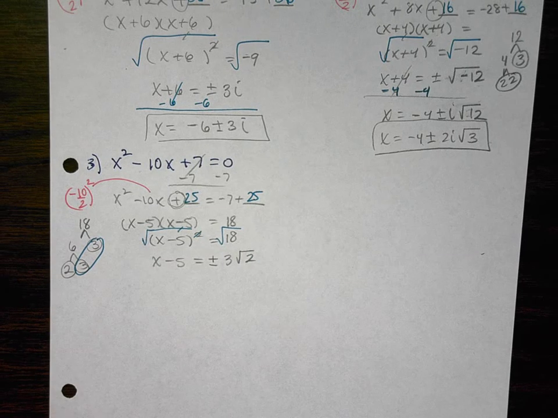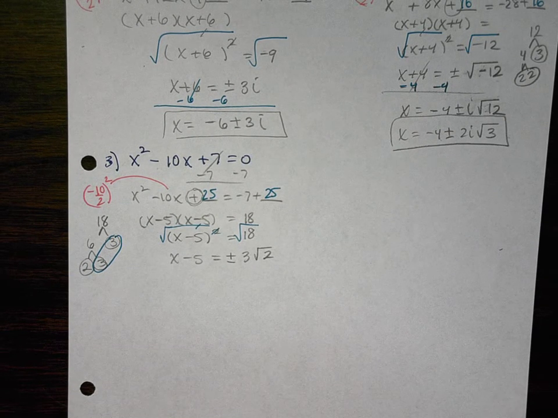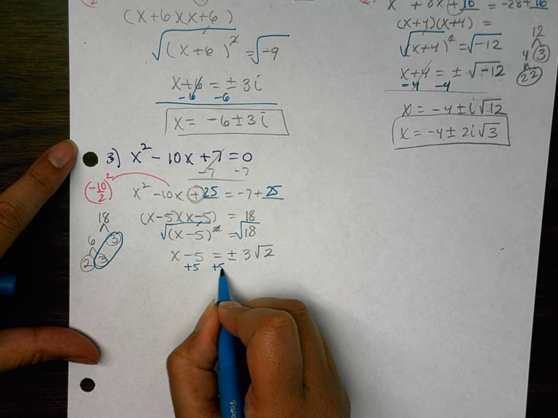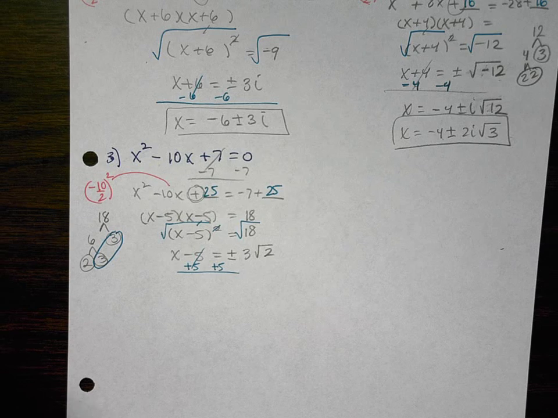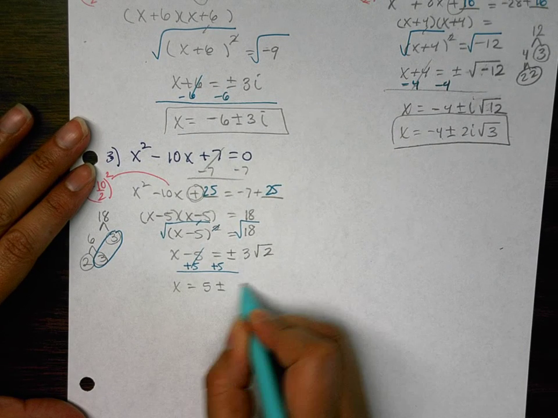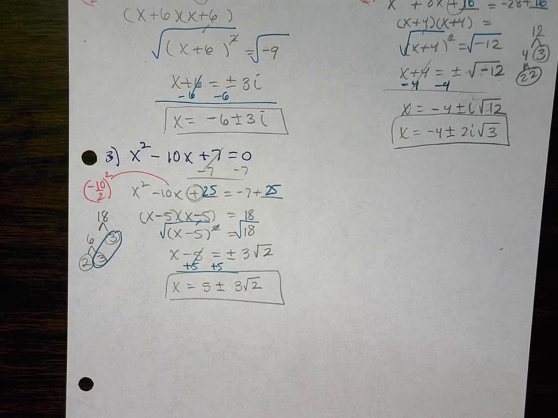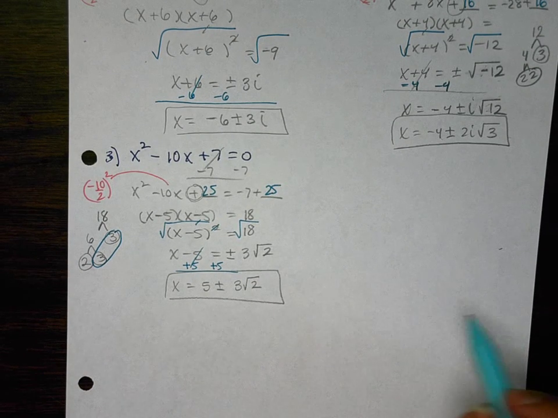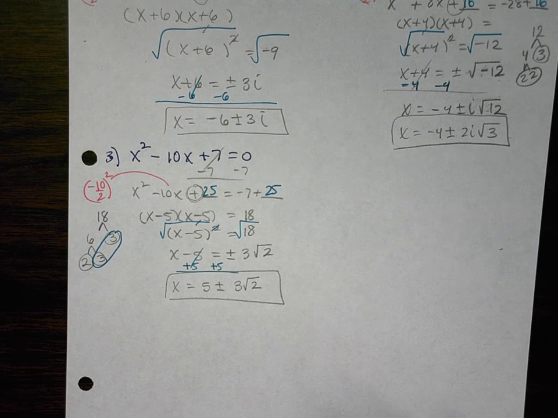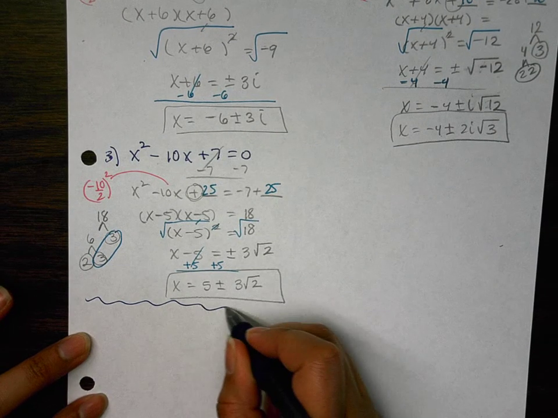Do you guys see how that worked? 3 comes out, 2 stays in. What's the last step? Add the 5. And this one, if you wanted to put the 5 at the end, you could. I never do. I always write it like this: 5 plus or minus 3 root 2. Did anybody finish it before me and get that same answer? Good, good, good. Big concept on the test. Okay. Questions before I move on?